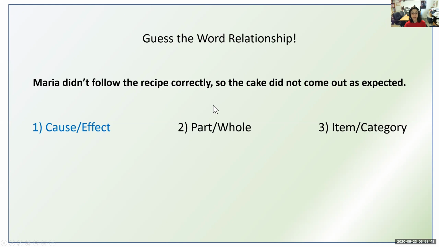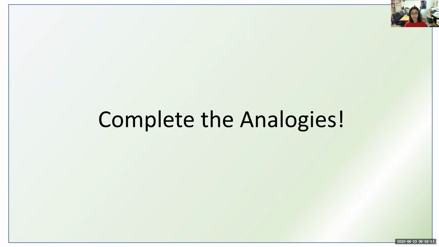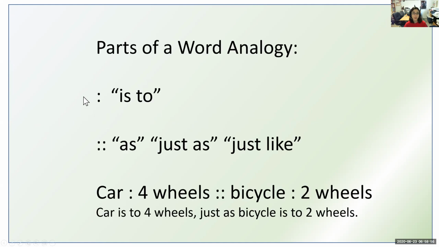That's our cause-effect. Okay, so now we're going to do an activity where we complete the analogies. So just a review of the parts of a word analogy. One colon means "is to," just like car is to 4 wheels. And then 2 colons in a row can mean "as," or "just like." So I could say car is to 4 wheels just as bicycle is to 2 wheels, or car is to 4 wheels as bicycle is to 2 wheels, or car is to 4 wheels just like bicycle is to 2 wheels. And either of those could work. So this double colon can have a few different options.